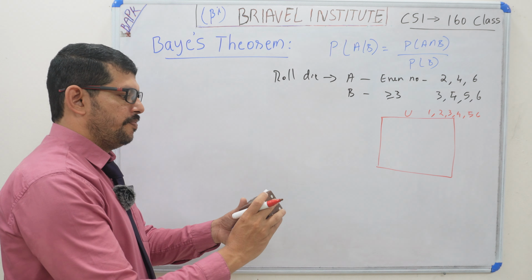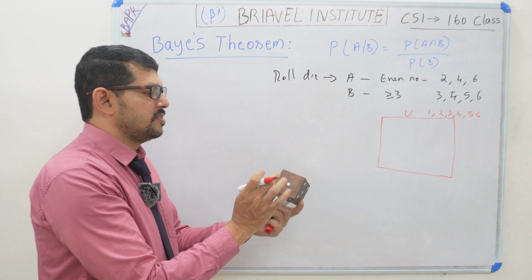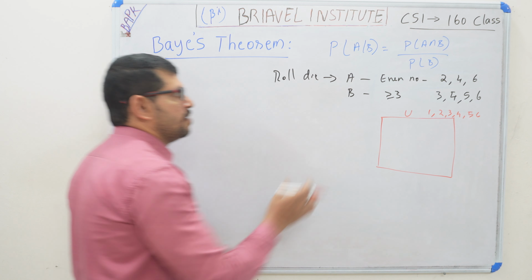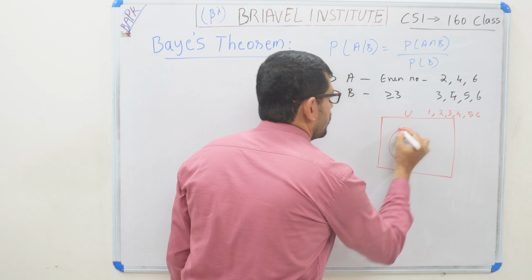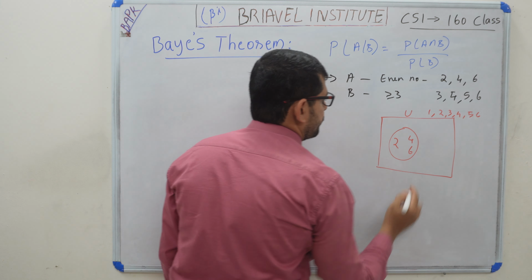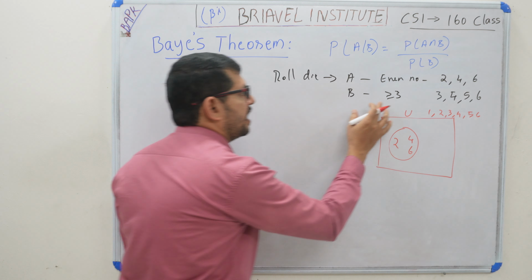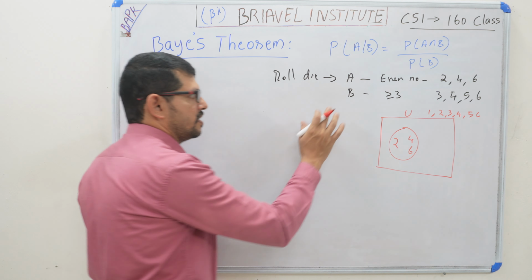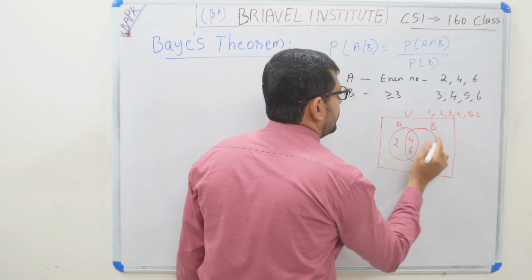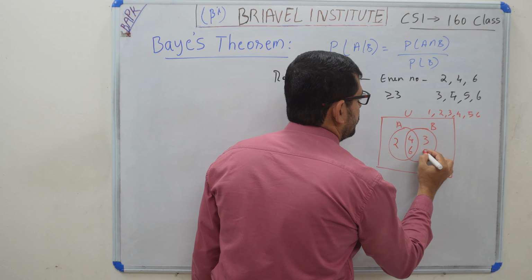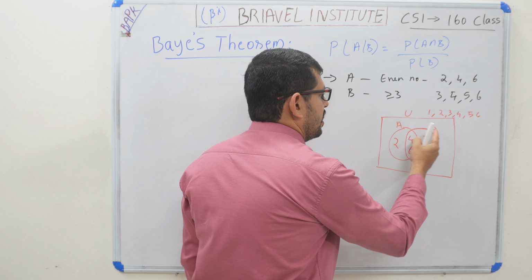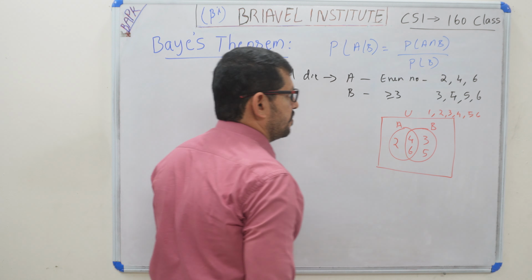What are the options? I am rolling the die, and there is a chance of 1, 2, 3, 4, 5, 6. But in my A event, there is only a chance of 2, 4, 6. And B event is a number greater than or equal to 3. What are the chances in B event? 3, 4, 5, 6. But 4 and 6 are in between: A and B both have the 4 and 6 options.